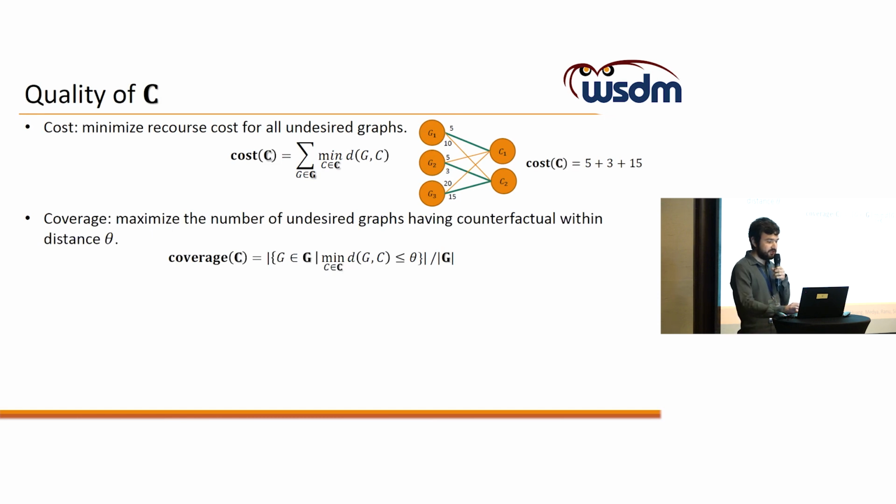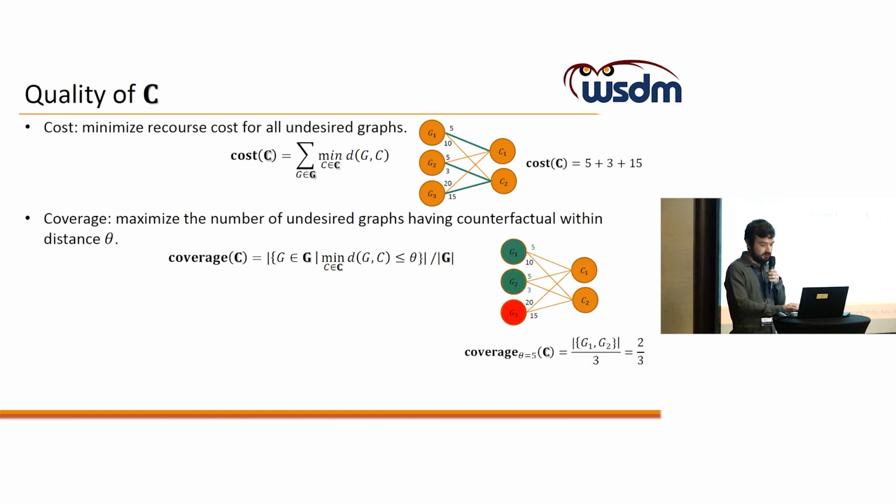The second criterion is coverage. We will have a given edit budget theta. It will be impossible to cover all undesired graphs, and our aim is to maximize the coverage for representing all undesired graphs by our summary set. In the same example, with our edit budget theta equal to 5, G1 and G2 will have a potential candidate in the set, so they will be covered. However, G3 will not be covered because it's far away from the counterfactuals in the set. So the coverage value will be 2 out of 3.